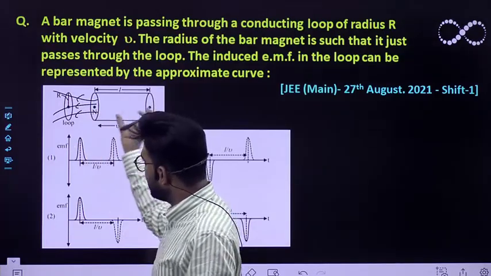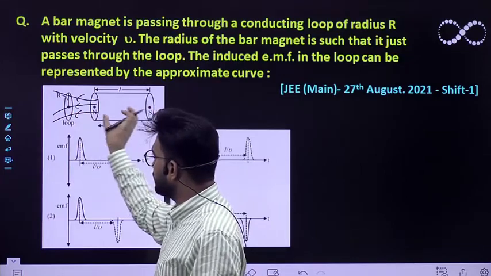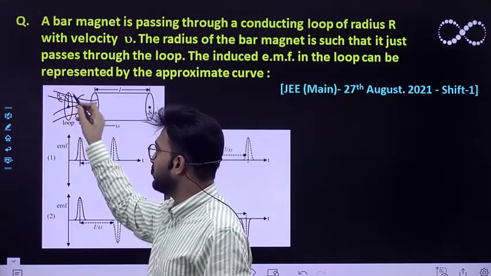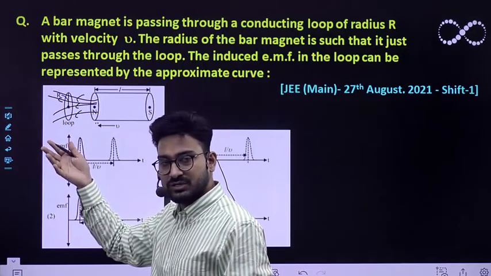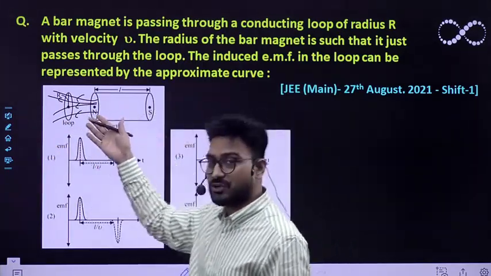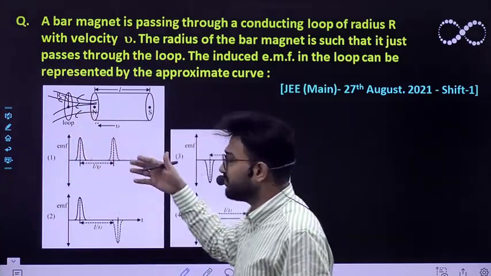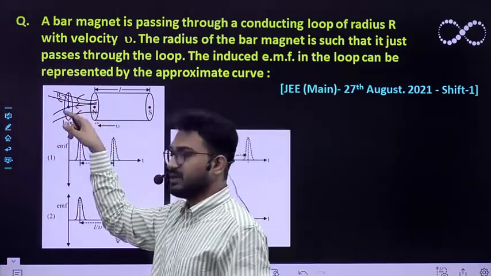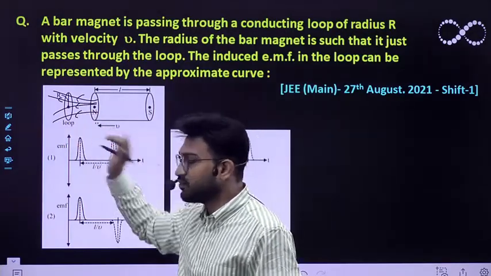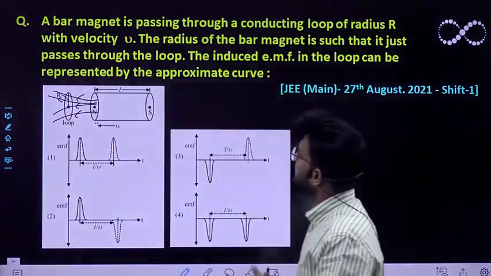While it is approaching, the magnetic field lines crossing the area of the loop would keep on increasing, don't you think? So that means flux is also increasing. If flux is increasing, there is a change in the flux, so an induced EMF would be developed in this loop. So let us see this question again.